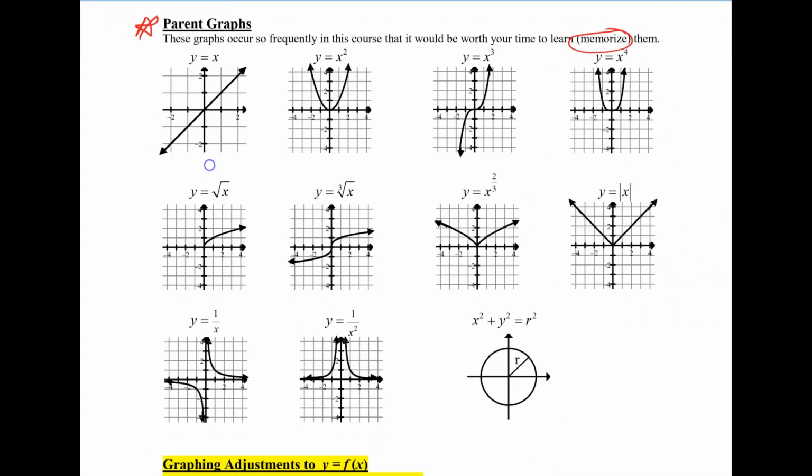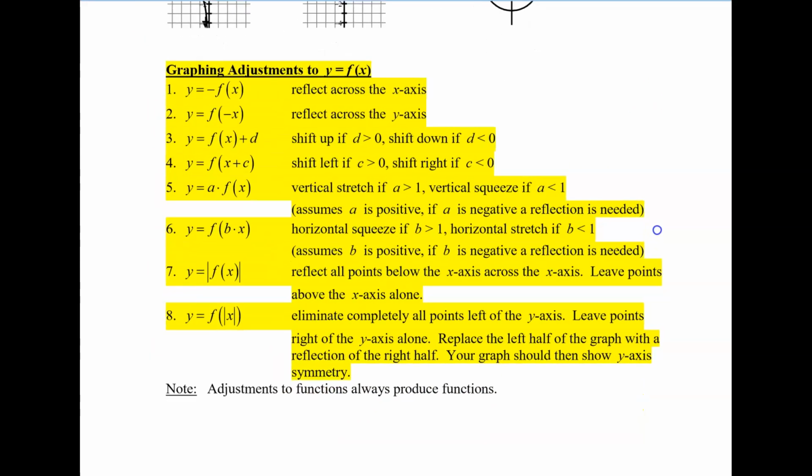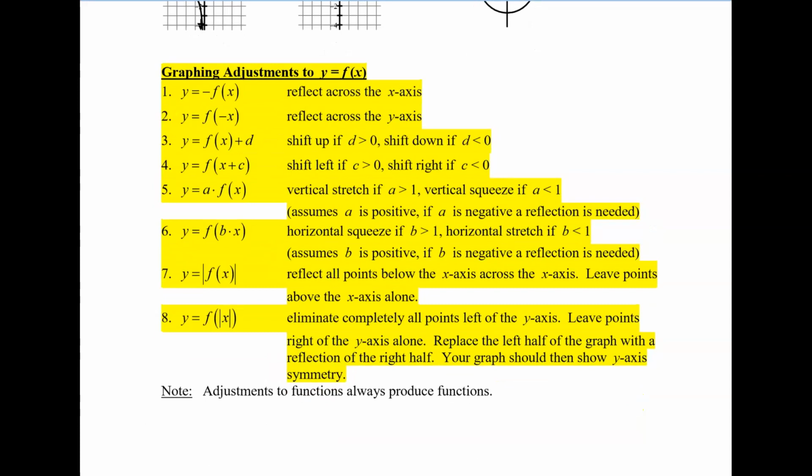So with graphing adjustments, we're going to take these parent function graphs and we can adjust them or transform them. And you've done this in Math 1, Math 2, and Math 3 frequently, with your different values. You have an A, an H, a K, and then you have a B value, or a 1 over B value that's present.